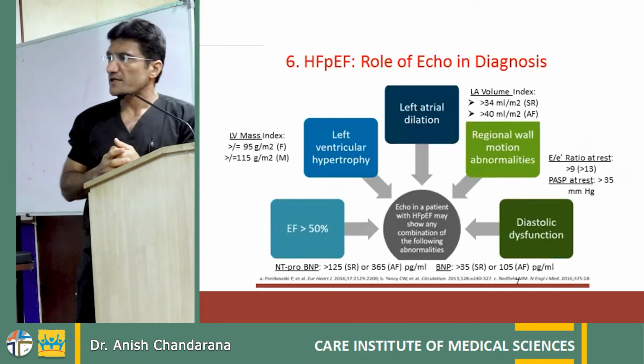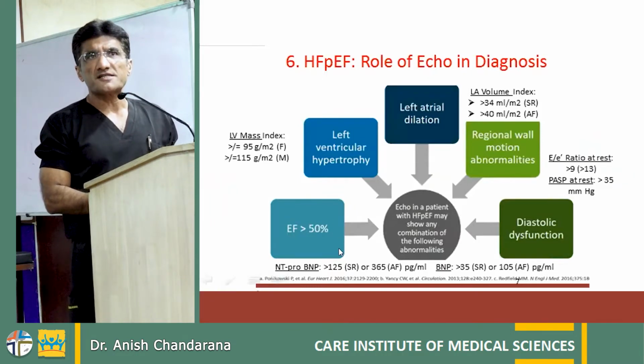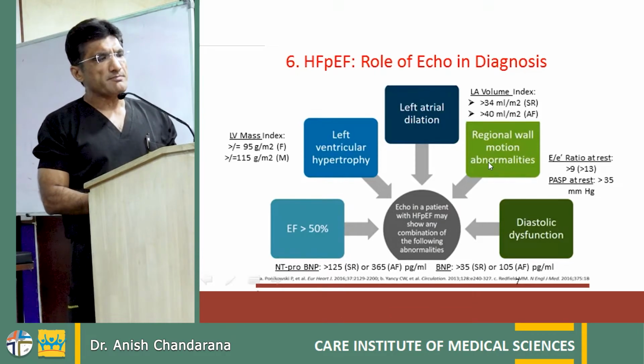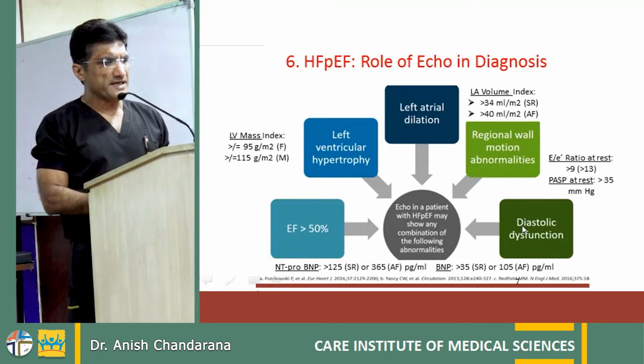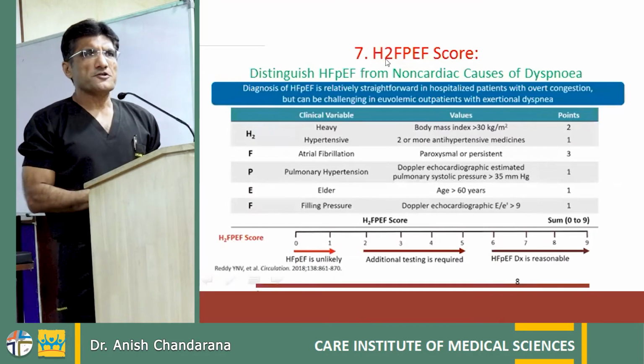Number 6, what is the role of echocardiography in diagnosis? Very, very important role. Number 1, first you have to prove that ejection fraction is 50% and more. Second, you have to prove there is left ventricular hypertrophy, left atrial dilatation. Maybe sometimes patient might have RWMA, patient might not have RWMA, and then ultimately you define it as a diastolic dysfunction. There is a beautiful scoring system.